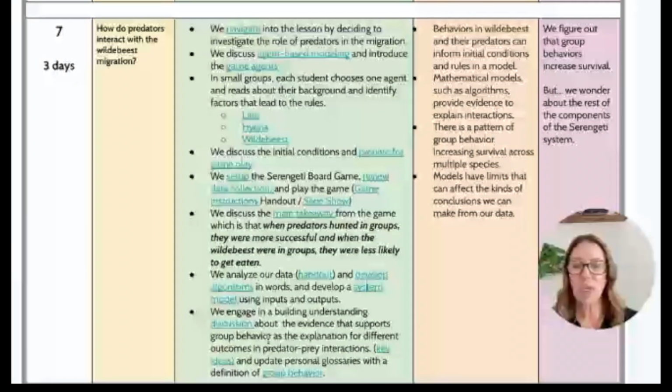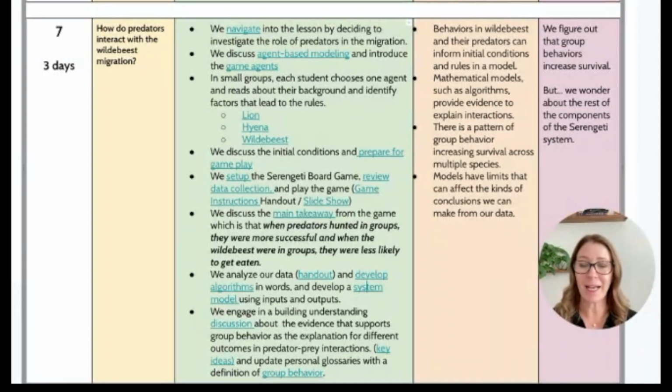We're then going to engage in a building understanding discussion about the evidence that supports group behavior as the explanation for different outcomes in predator-prey interactions. And we add to our personal glossary a definition, we co-construct a definition about group behavior. So that's about it for this lesson.